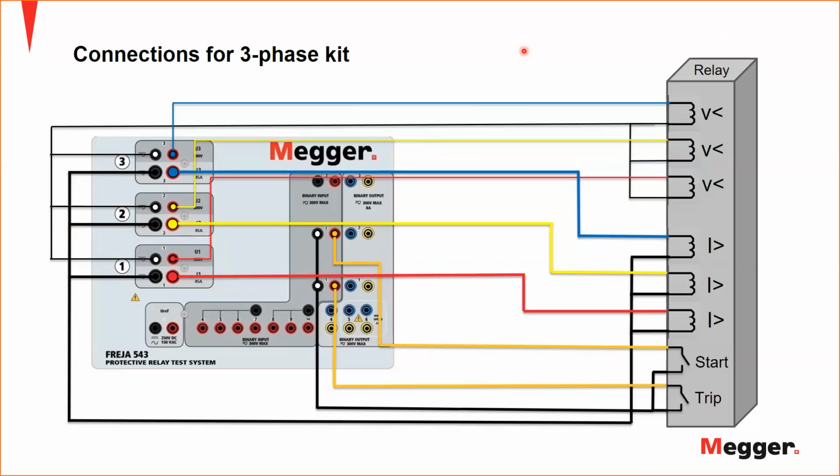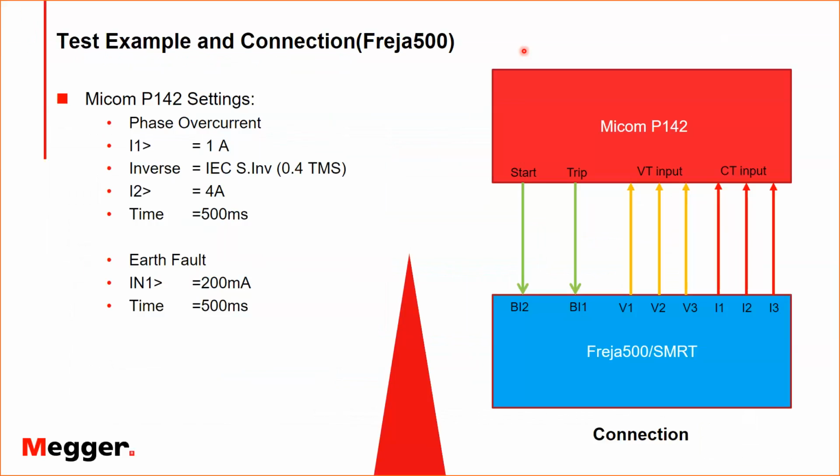So these are just examples of connections using some of our single phase or three phase test equipment. Now, if I want to do testing, let's say I have a relay that has these settings and these values. For example, I have here a MiCOM P142, a feeder management relay. I have an overcurrent stage in it, active at 1 amp, and the timing setting for it is a standard inverse characteristic with 0.4 timing multiplier setting. And I have a second stage in it that if the current exceeds 4 amps, don't use the inverse, directly trip at 500 milliseconds.